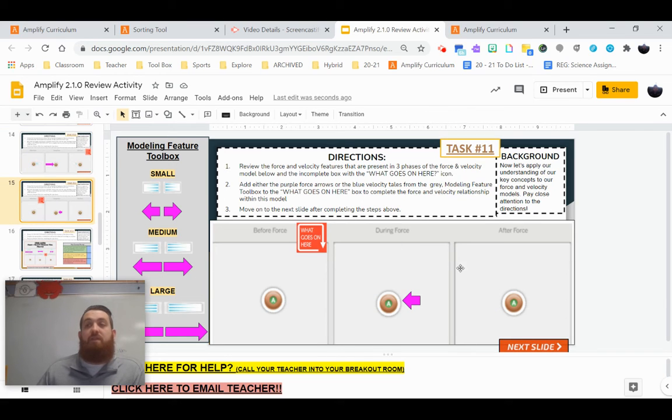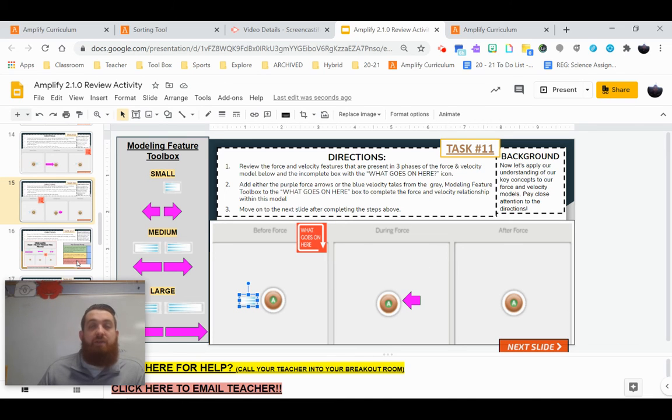Last but not least, we have this one. We have the before force needing velocity added to it. We have a during force, which is a small force going to the left. And the after is actually complete. I know it doesn't look it, but we have an object with no velocity. So that means, obviously, this force caused this object to stop. Therefore, we would need a small velocity going in the opposite direction of the force, so they would cancel each other out, leading to none.